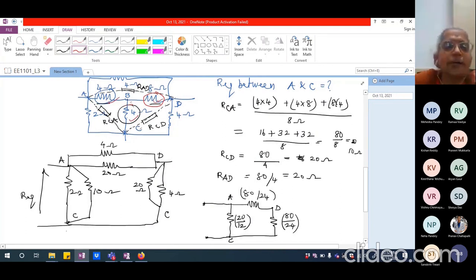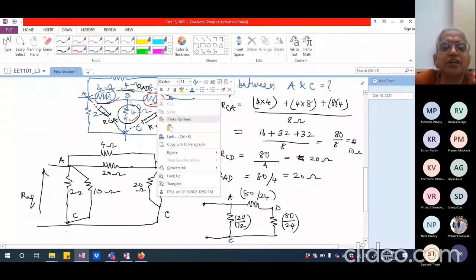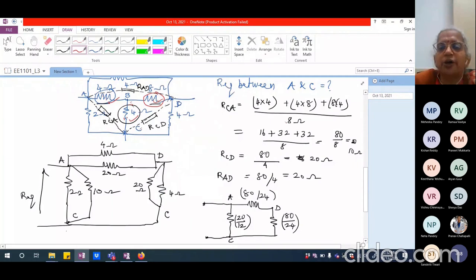So if I'm talking about RCA, these two are the closest. This is the farther away resistance, and that should come in the denominator. So the farther away resistance happens to be 8 ohms. So that has come in the denominator. Numerator is a constant, right? Star to delta conversion, numerator is a constant. Delta to star conversion, denominator is a constant. Got this? Yes, ma'am. Okay.